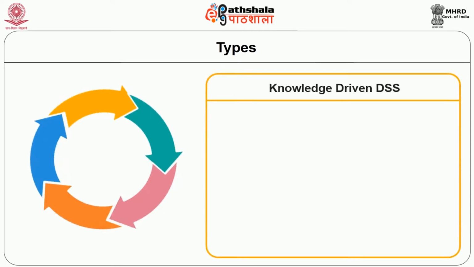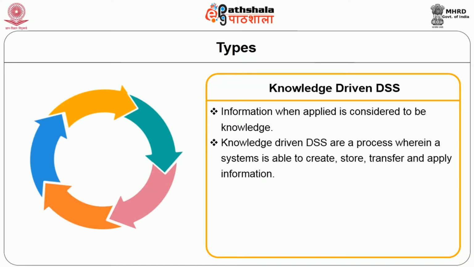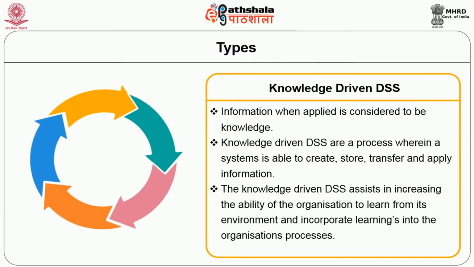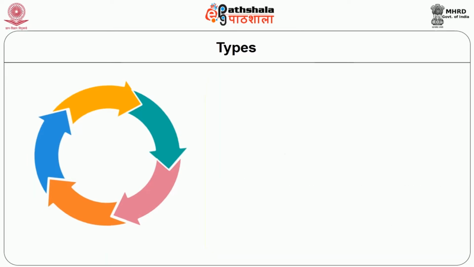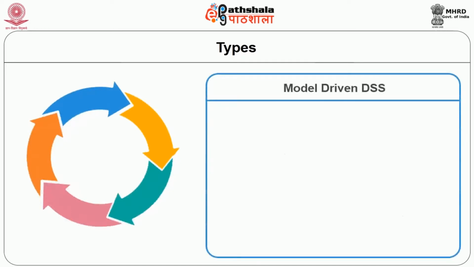Then we have knowledge-driven DSS. Information when applied is considered to be knowledge. Knowledge-driven DSS are processes wherein a system is able to create, store, transfer and apply information. The knowledge-driven DSS assists in increasing the ability of the organization to learn from the environment and incorporate the learnings into the organization's process. Then we have the model-driven DSS.